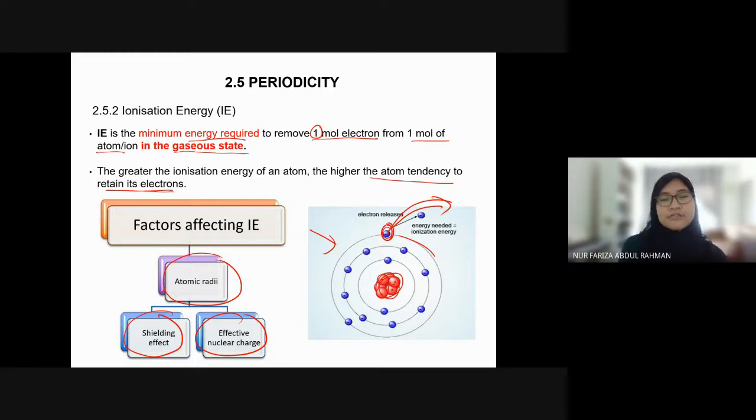Okay, alright. So logically speaking lah, saya cakap dengan awak kita ada across the period dengan down the group. Okay, so factors affecting IE dia sama saja macam factors affecting atomic size. Okay, across the period. Okay, dapatkan logik je.